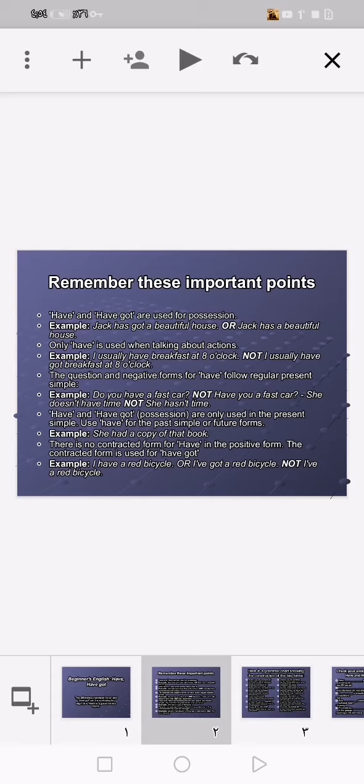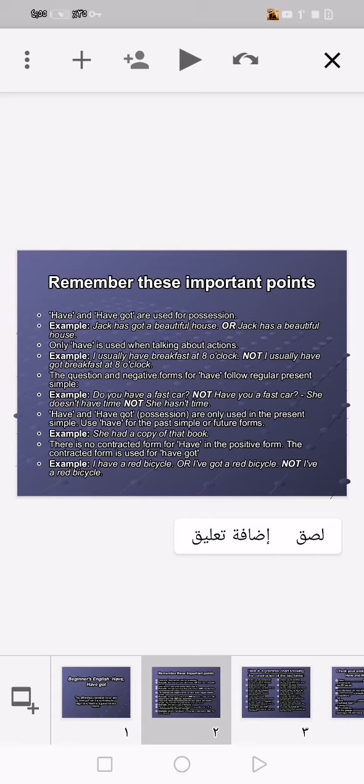Have and have got, possession, are only used in the present simple. Use had for the past simple or future form. She had. طبعا يقول لك have و have got إذا زمن الجملة كان present simple مضارع بسيط عادي. أما إذا كان past simple فش راح تتغير طلاب؟ تتغير إلى had. فش صارت الجملة She had a copy of that book.